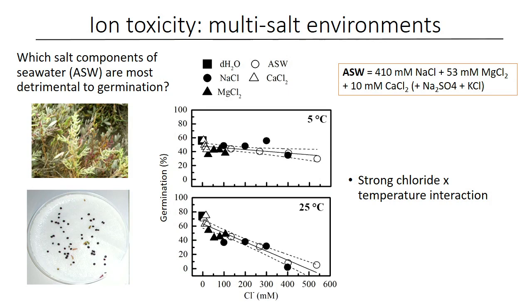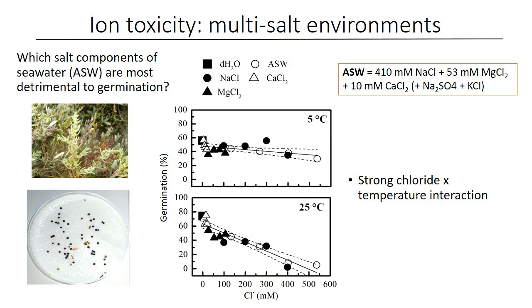And in this experiment, we wanted to look at which components of seawater were the most detrimental to germinating seeds of Suaeda maritima. And so we germinated seeds at different dilutions of seawater and different dilutions of the major salts at equivalent concentrations. And what we found at 5 degrees in the top graph here, that germination had a slight decline as we increased in salt concentration, but at 25 degrees, more severe.